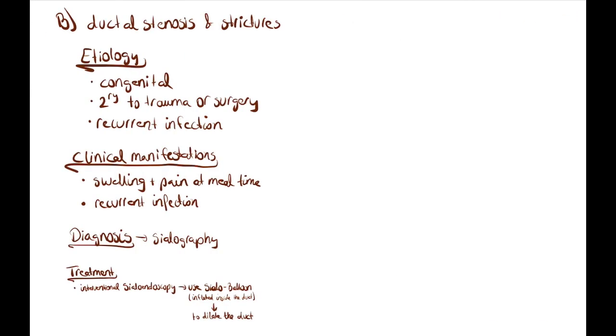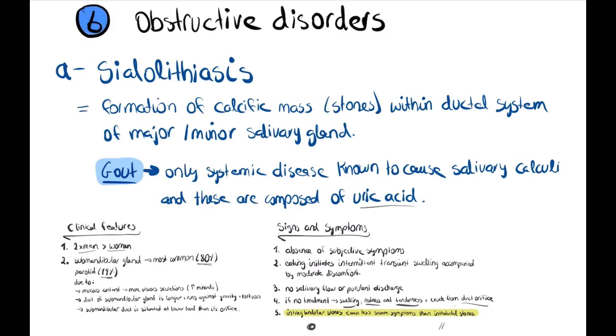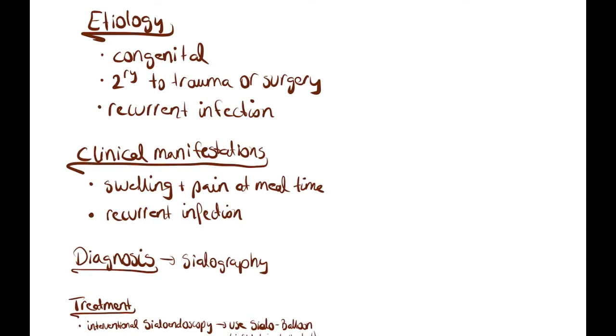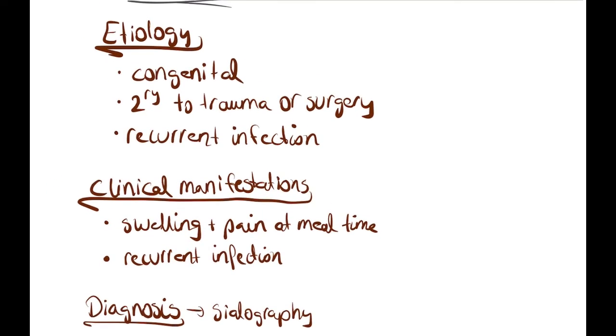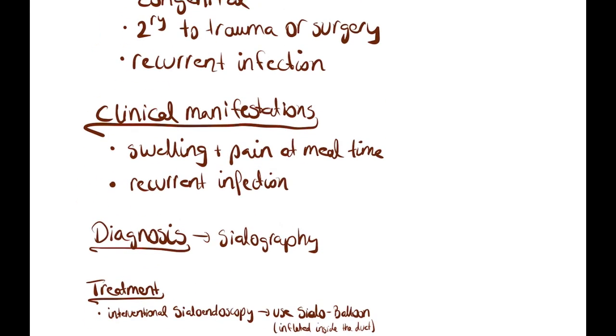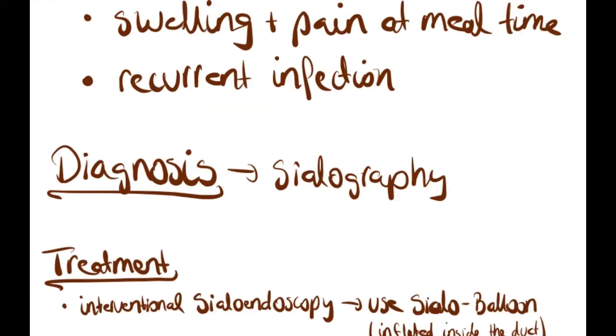And the second type of obstructive disorder. It's not only sialolithiasis, but the second type is the ductal stenosis. Ductal stenosis means, what is the etiology? It is at first congenital. The reason is secondary to trauma or surgery, and or recurrent infection. You have swelling, pain at mealtime. You have recurrent infections. The diagnosis is sialography, and the treatment is one of the modern treatments, sialoendoscopy.